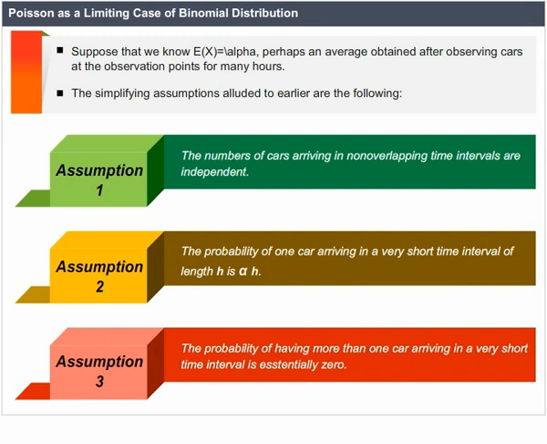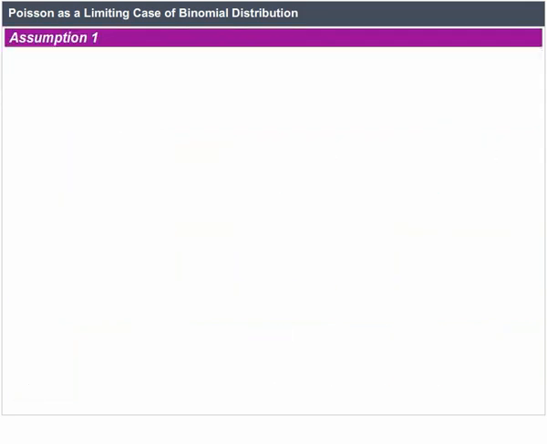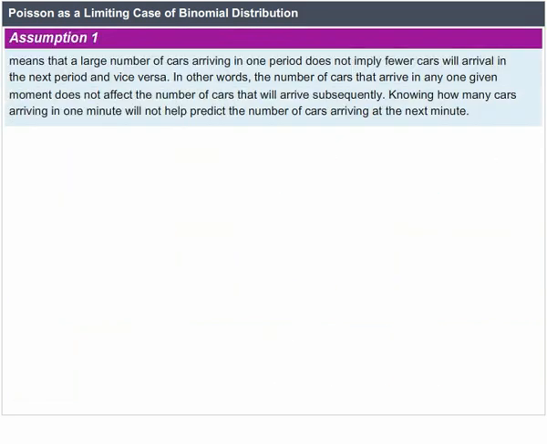Assumption 1 means that a large number of cars arriving in one period does not imply fewer cars will arrive in the next period, and vice versa. In other words, the number of cars that arrive in any one given moment does not affect the number of cars that will arrive subsequently.